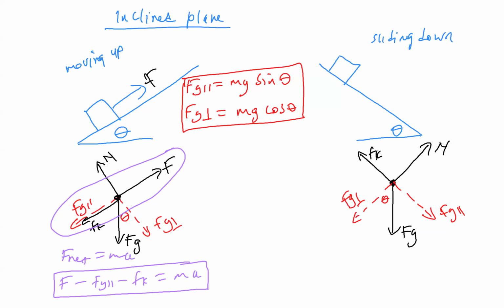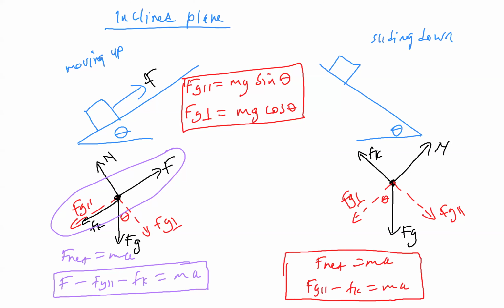Therefore, let us define Fnet. Fnet is MA. Fnet, we're going to say Fg parallel minus Fk is equals to MA. We don't have an applied force for a sliding object. So this is our Fnet. But normal force, how do we define normal force? Normal force on an inclined plane is equals to Fg perpendicular, which is mg cos of theta.